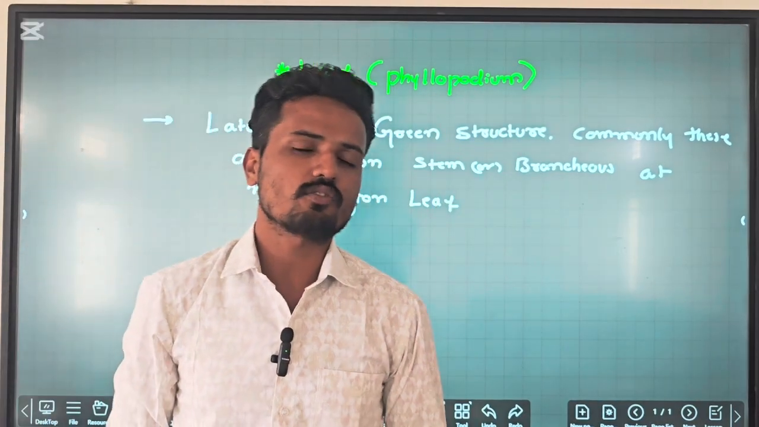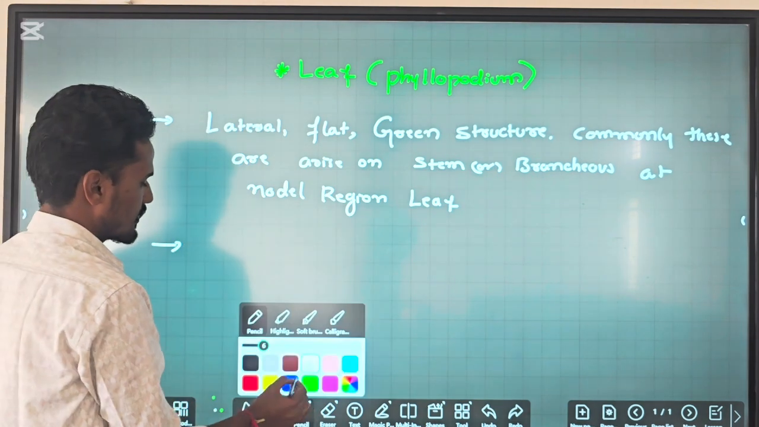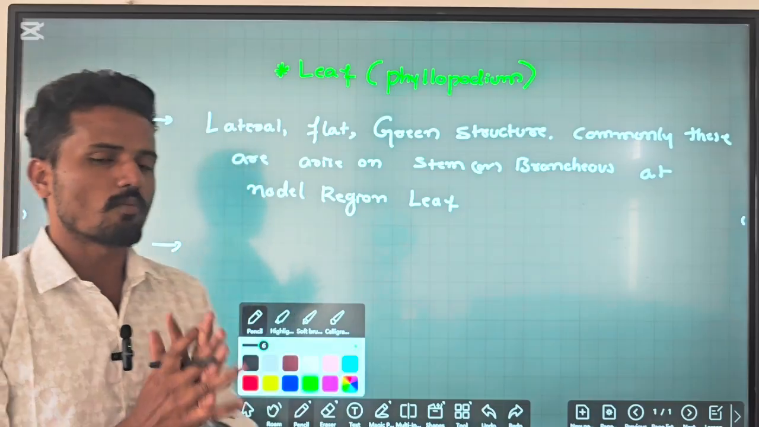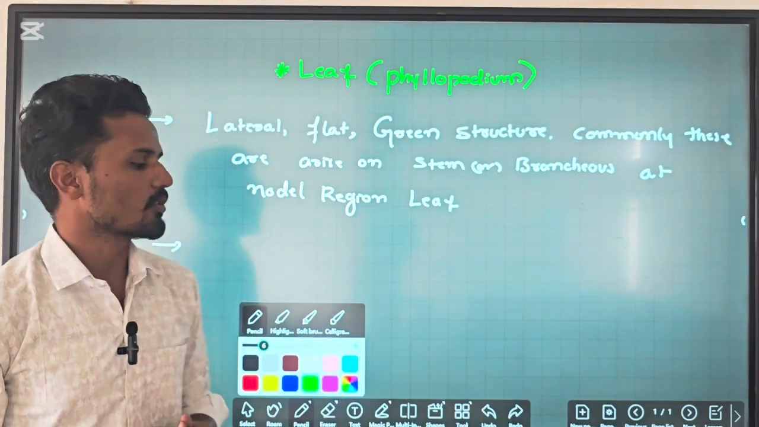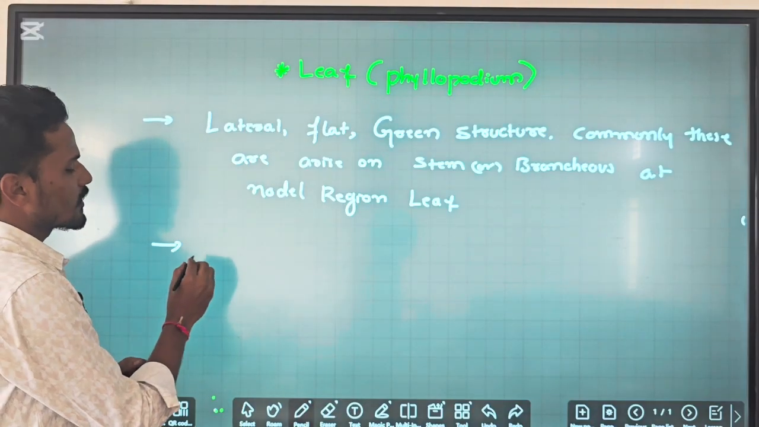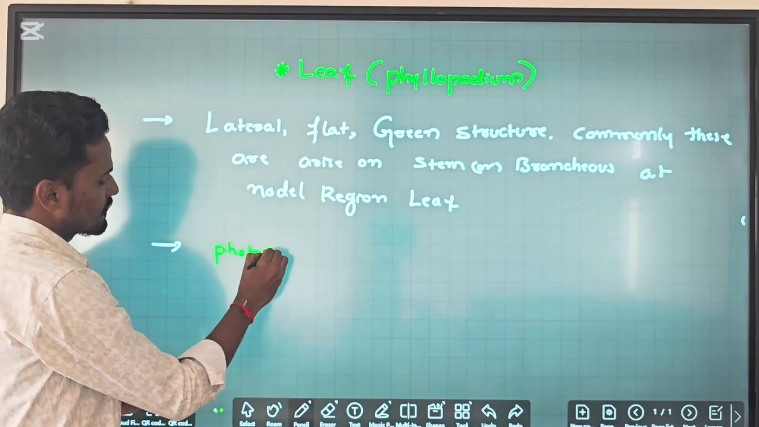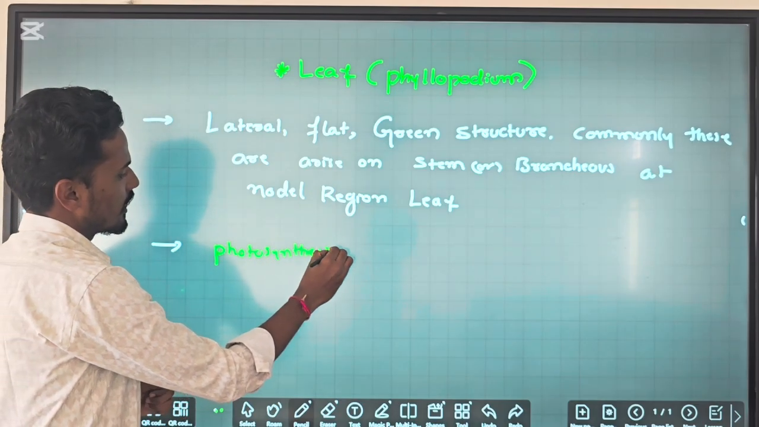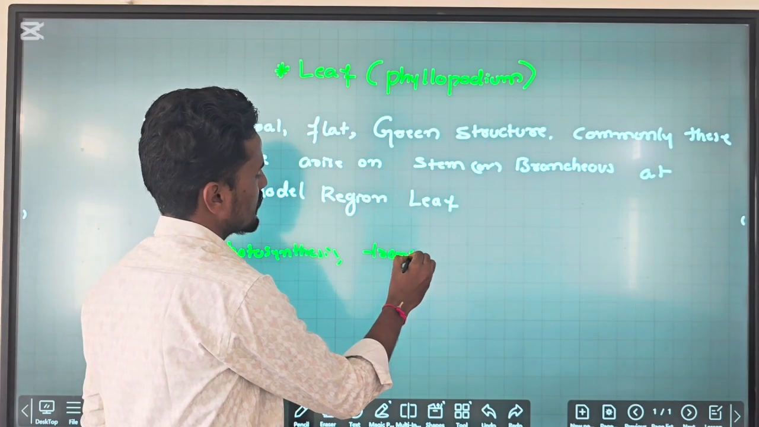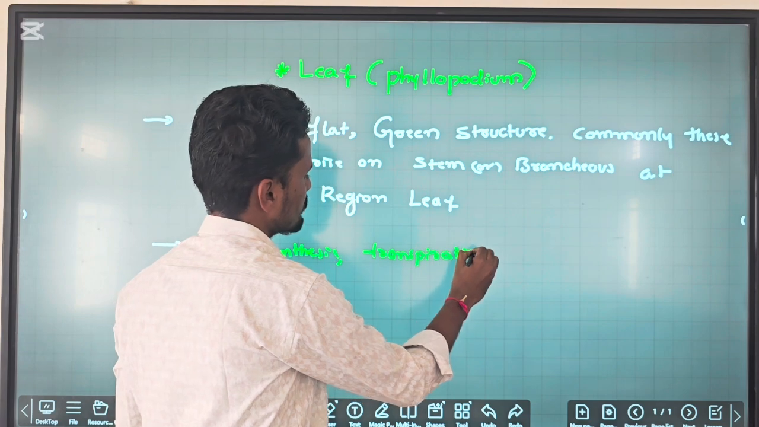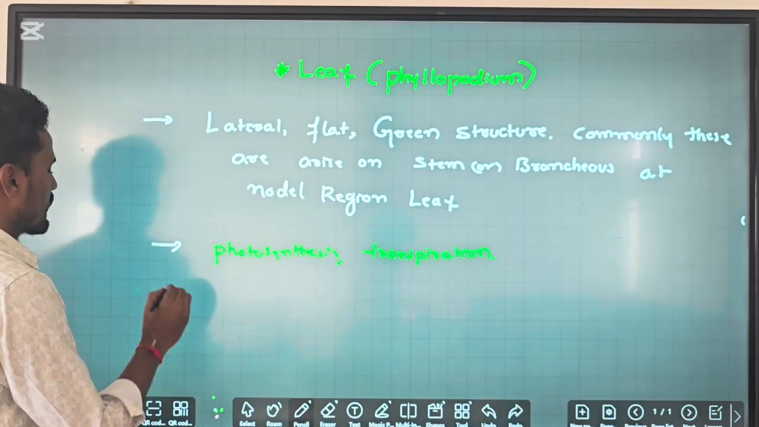Then what actually is the importance of this leaf? The leaf performs one chief function. We are going to discuss that in detail in the next chapter, that is photosynthesis. The leaf performs a very important thing, that is photosynthesis. Another important function of leaf is transpiration. So these are two important characters of a leaf.